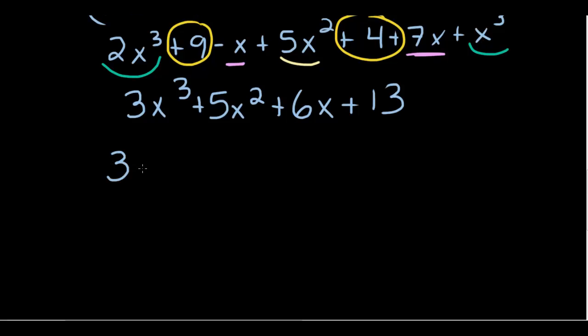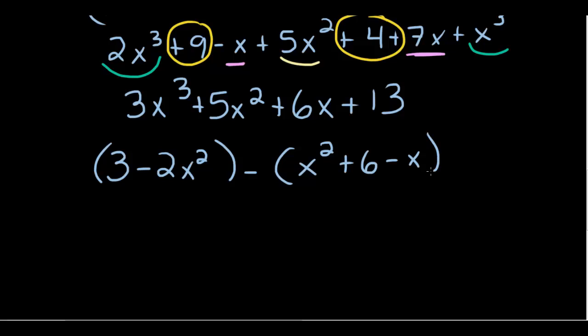It is 3 minus 2x squared minus x squared plus 6 minus x. First thing we want to do is get rid of the parentheses. So 3 minus 2x squared. And again, remember this negative sign is affecting every single thing inside of the parentheses. So negative times x squared is negative x squared. Negative times 6 is negative 6. And negative times negative x, positive x.